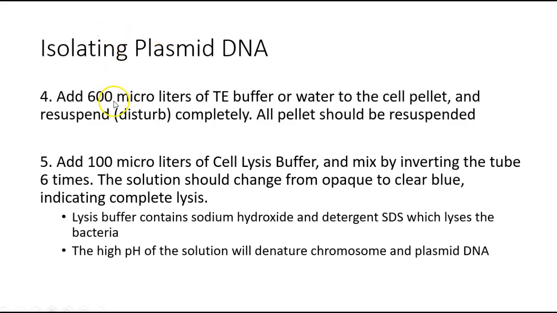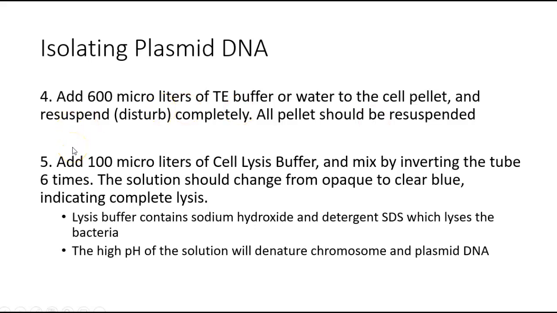Next, you're going to add 600 microliters of TE buffer or water to the cell pellet and resuspend completely. All the pellet that you had at the bottom of the tube should be resuspended. This is because you don't want all of your bacterial cells to be sitting in one corner of the tube. You want them to be redistributed in this liquid. And you're going to shake it, and everything should be resuspended.